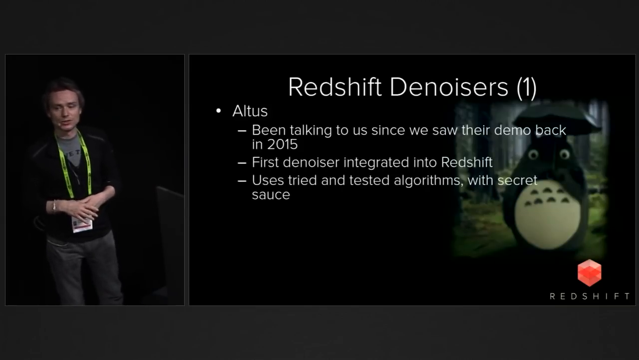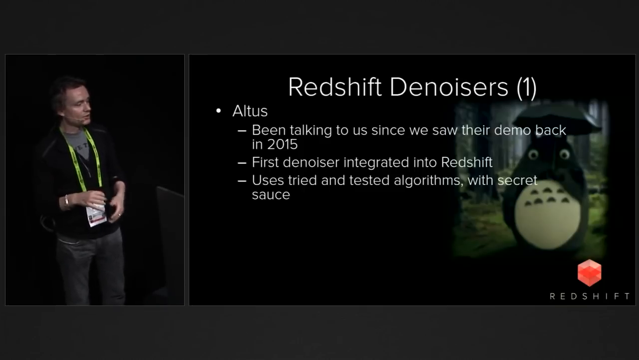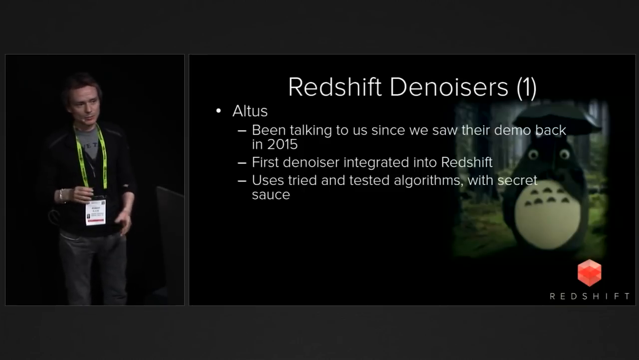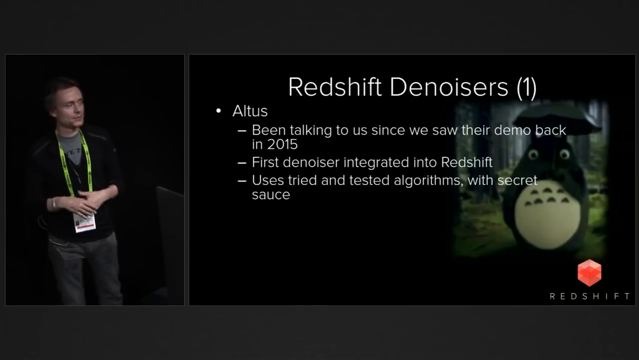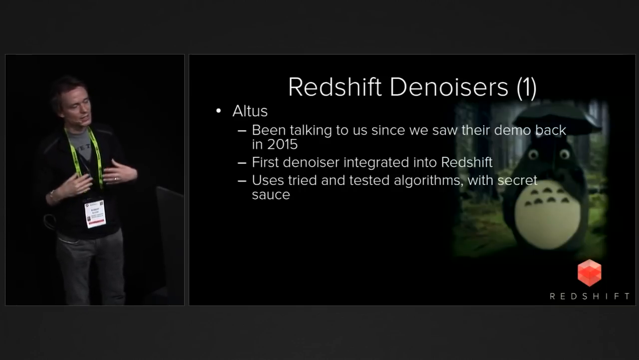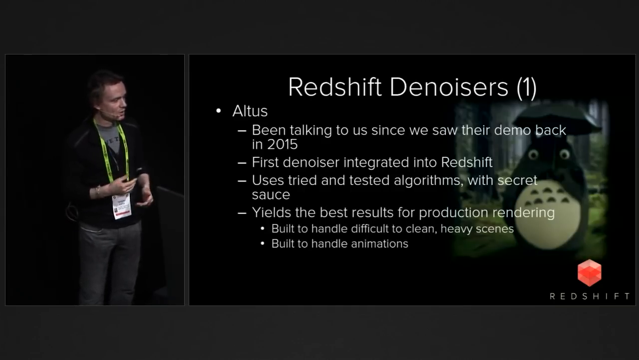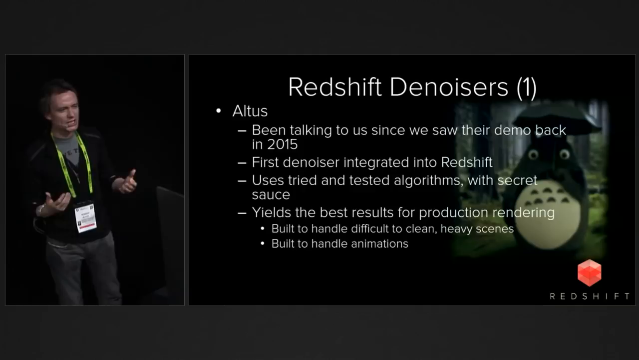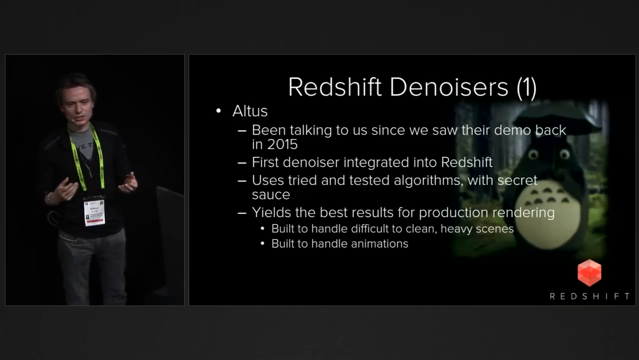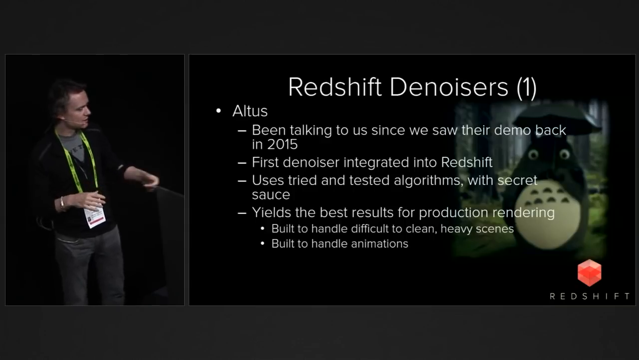The Altus denoiser uses tried and tested wide bilateral filters, but it does have some extra secret sauce that we think makes it better than the rest. And it's this extra secret sauce that makes this, in our opinion, our production quality denoiser. It can handle very large scenes, and it can handle animations without any flickering or introducing any artifacts. So we're pretty impressed with this.